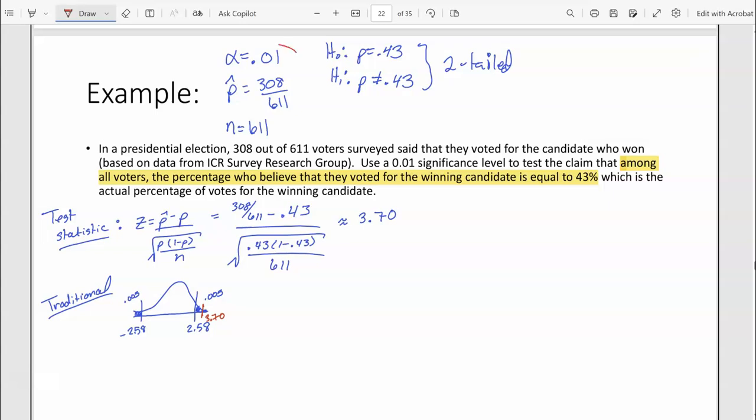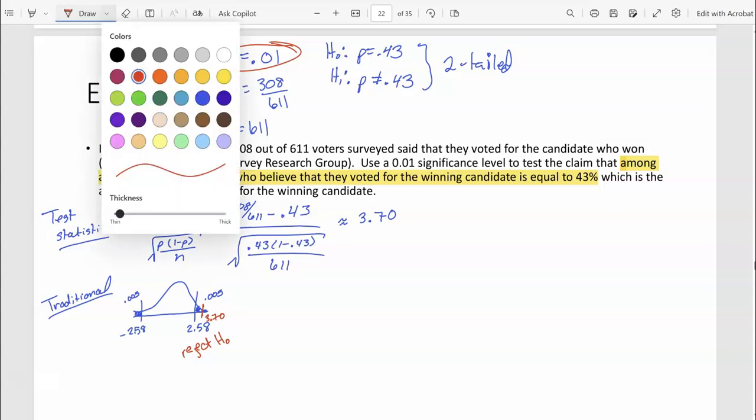A rejection zone is tied to our alpha value. And since the test statistic falls in there, then we would reject H naught. So that's your traditional way that you would look at that. Now let's look at the p-value method. You're going to get the same conclusion either way.